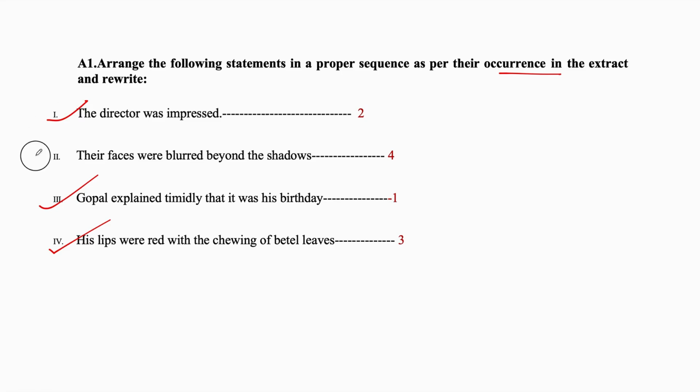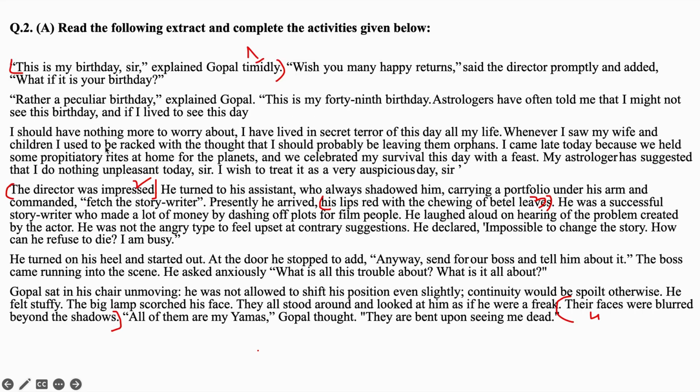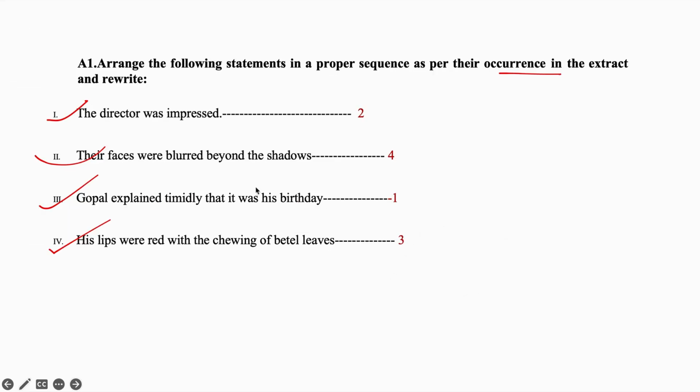Then fourth, the faces were blurred beyond the shadows. Fourth, the faces were blurred beyond the shadow. So you can understand the sequence. First, second, third, and fourth. Simply what you need to do, you need to just identify it and arrange it into a proper sequence.